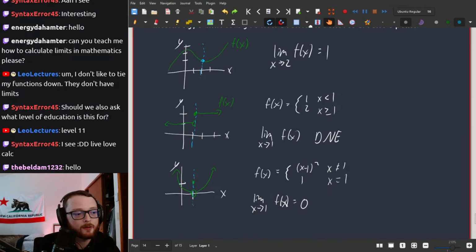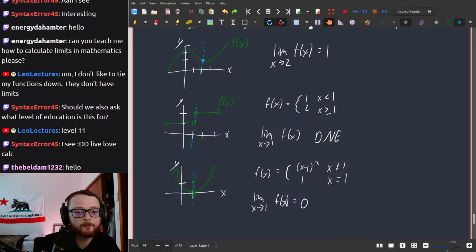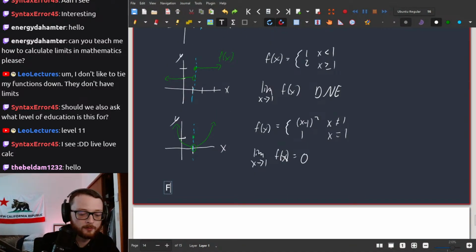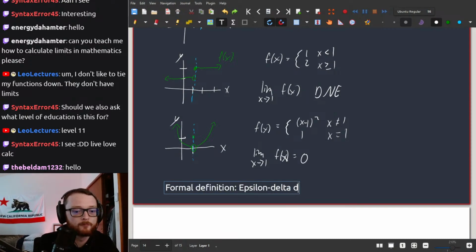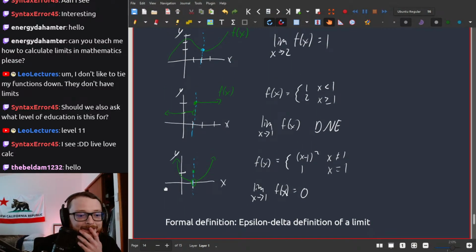That's the intuition for what a limit is. There is a formal mathematical definition, which is called the epsilon delta definition of a limit. It's kind of difficult though, and it doesn't necessarily help with this intuition piece, which I think is more important for most people.